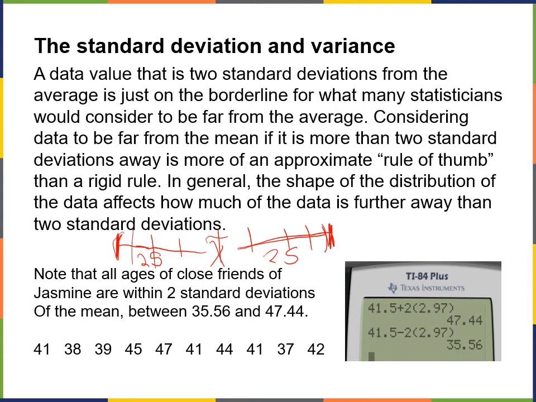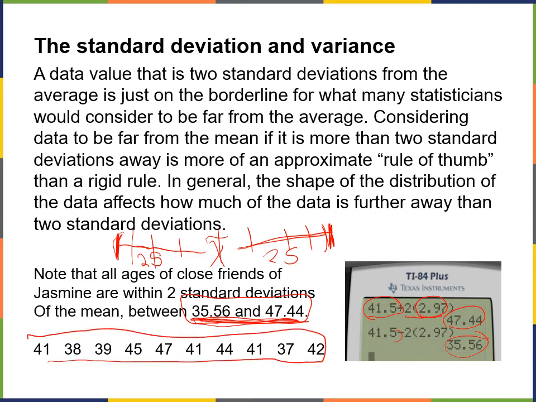In this particular example, the mean was 41.5, the standard deviation was 2.97. So if we do 2 times 2.97, which gives us something close to 6, and add it to the mean and subtract it off the mean, we're going to get this range of 35.56 to 47.44. This 2 standard deviation range is considered to be the usual range. Most of our data values should sit in that window. And if you look at all these ages, they all sit inside that window.